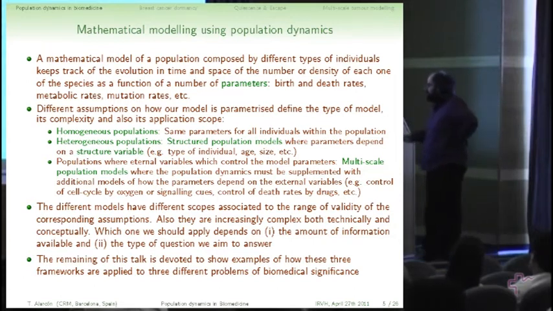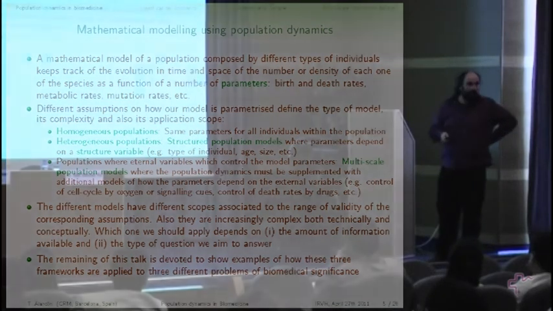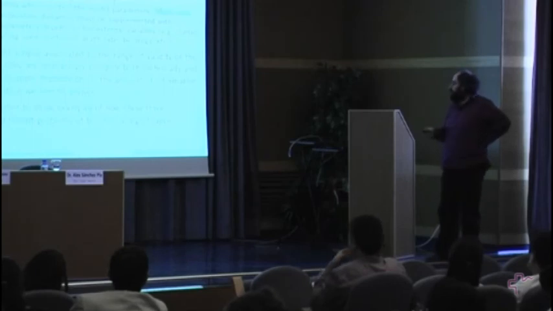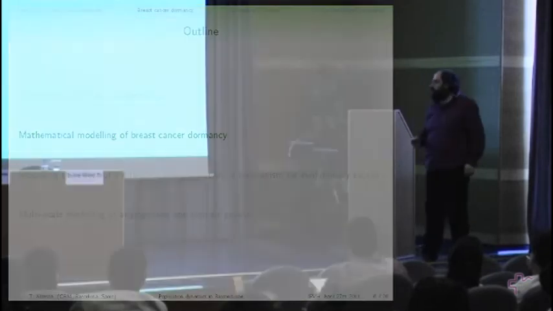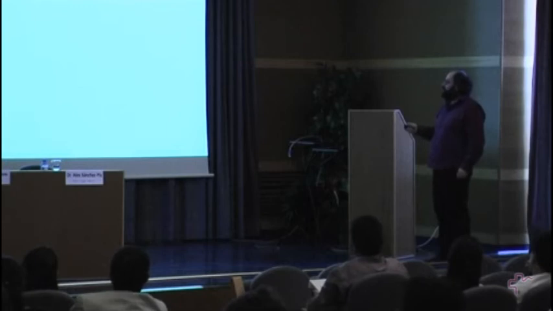So basically, the remainder of this talk is devoted to showing examples of how these three frameworks, the homogeneous population, the heterogeneous population, and the multiscale population, are applied to different problems of biomedical significance. So the first one of these, which corresponds to the homogeneous population, a population in which all the individuals are supposed to behave in the same way, is a mathematical model of breast cancer.